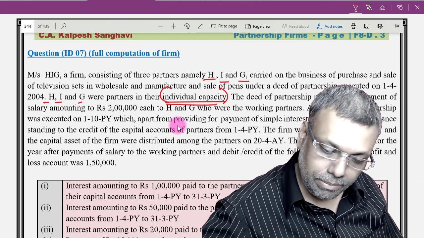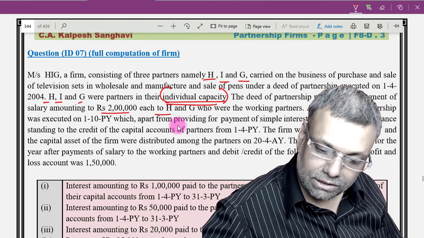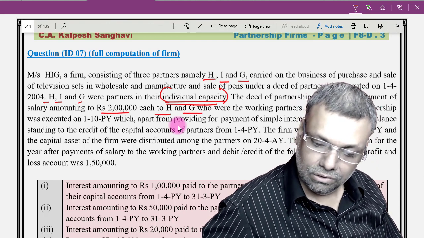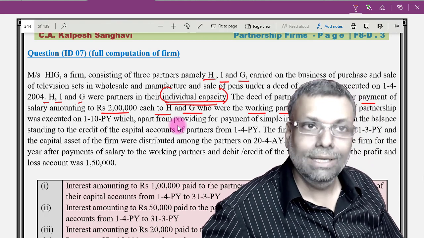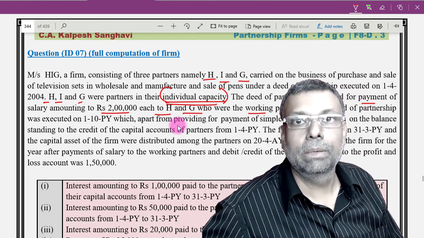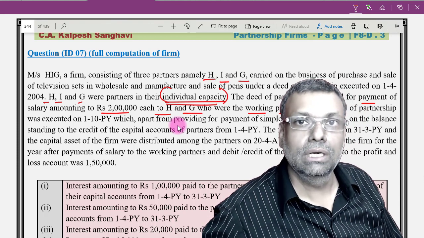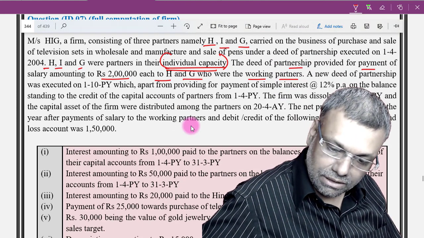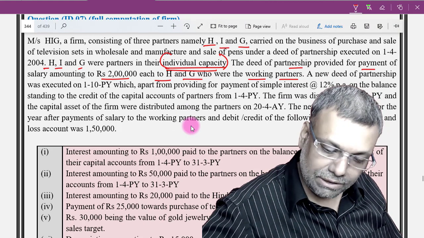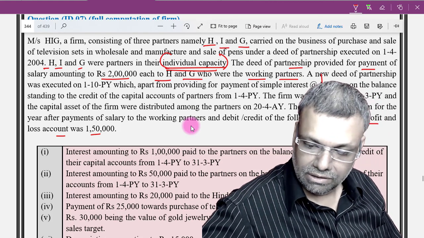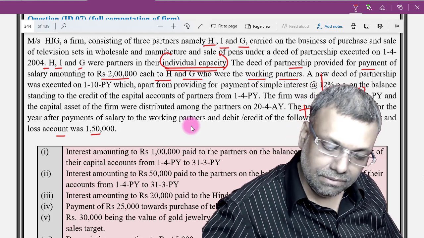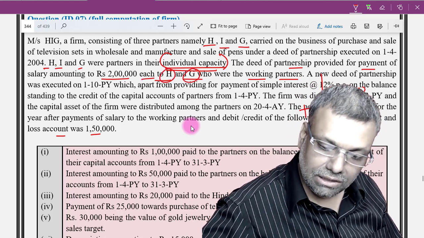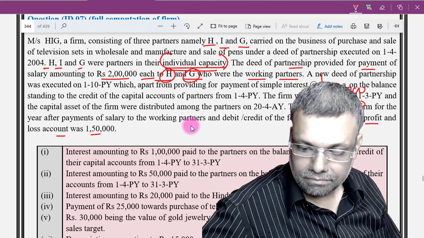The deed of partnership provides for a payment of salary of 2 lakhs to each HNG. Okay. So they are the working partners, and the deed already made a provision. So these 2 lakhs each will be eligible for the purpose of 40B, subject to the overall monetary limit provided by section 40B. So first of all, profit as per P&L is 1,50,000. So you can straight away start with 1,50,000, profit as per P&L. Add 2 lakhs each to HNG. So add 2 lakhs.